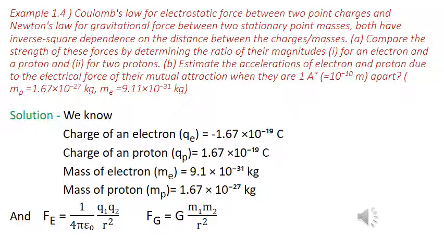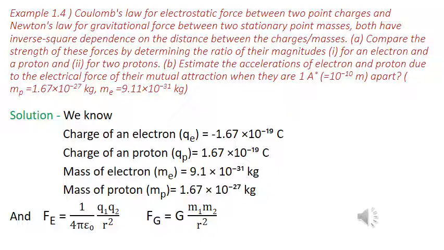B. Estimate the accelerations of electron and proton due to electrical force of their mutual attraction when they are 1 angstrom apart. Mass of proton and mass of electron is given in the question. In this question, we have to calculate the ratio of magnitude of the electrostatic force to the magnitude of gravitational force for an electron and a proton, and also for two protons.